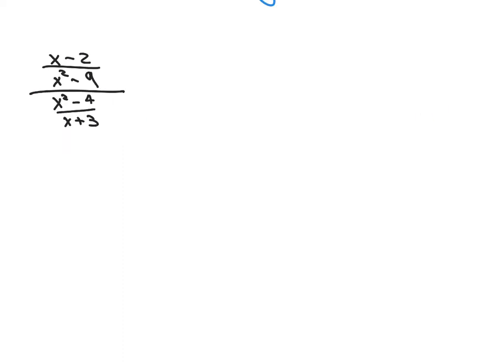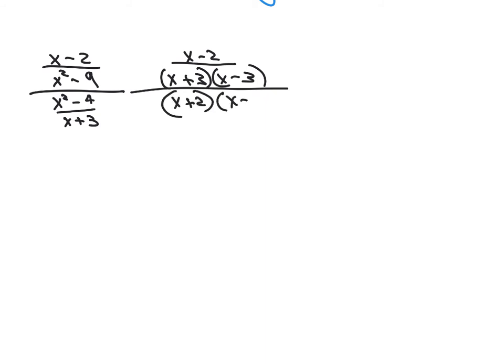All right, so example number 3, top of page 442. I'm going to simplify this first. So simplified, that's going to be x minus 2, and it's going to be over x plus 3, x minus 3, difference of 2 squares. That's going to be over x plus 2, x minus 2, over x plus 3. I like to keep it all in parentheses. Okay, so now what I'm going to do is I'm going to take this bottom part here, invert it, and multiply.